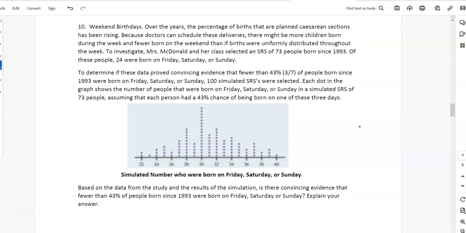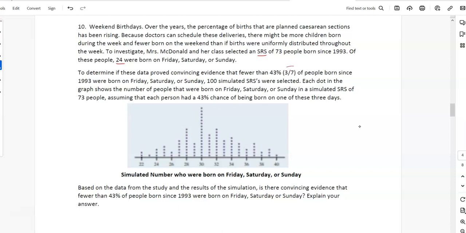To investigate, Mrs. McDonald and her class get a simple random sample of 73 people born since 1994, and 24 of them were born on Friday, Saturday, Sunday. Determine if this is convincing evidence that it is not chance alone.